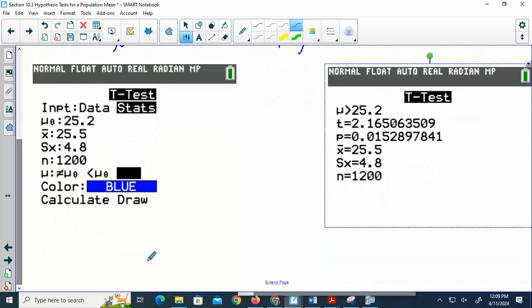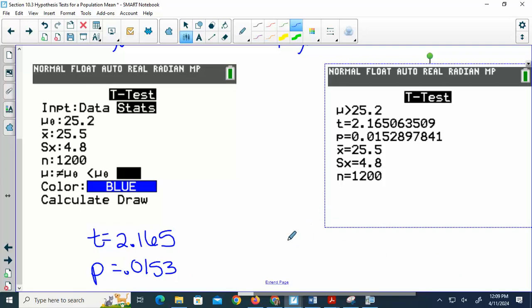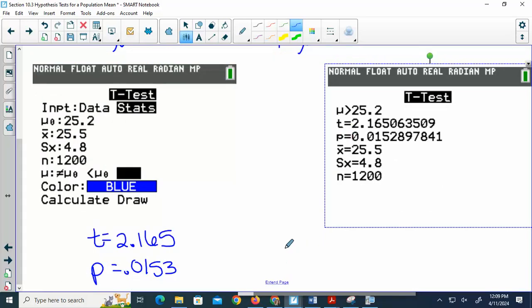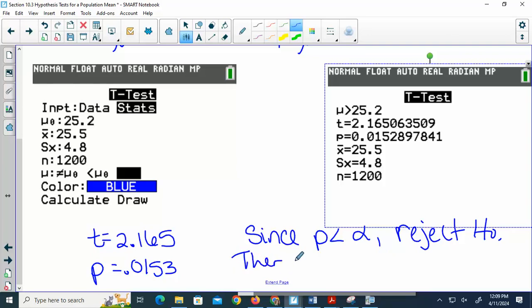Right, so on your homework or something, what I would expect right now is for you to write down your T, which is 2.165, and our P, 0.0153. Okay, what was our alpha level? 0.05. We reject if P is less than alpha. So what do we do here? Yep, P is less than alpha, so we reject the null hypothesis. There is evidence the age has increased.